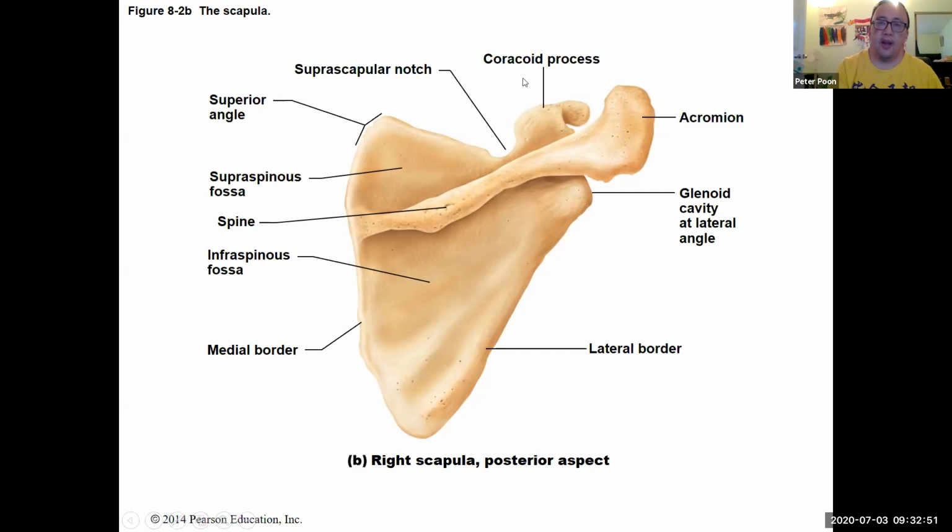There is a little hook right there. That little hook is called the coracoid process. See how it sticks out in front? A lot of the muscles in the upper arm, so arm, not forearm, attach to that little hook, in particular your biceps.